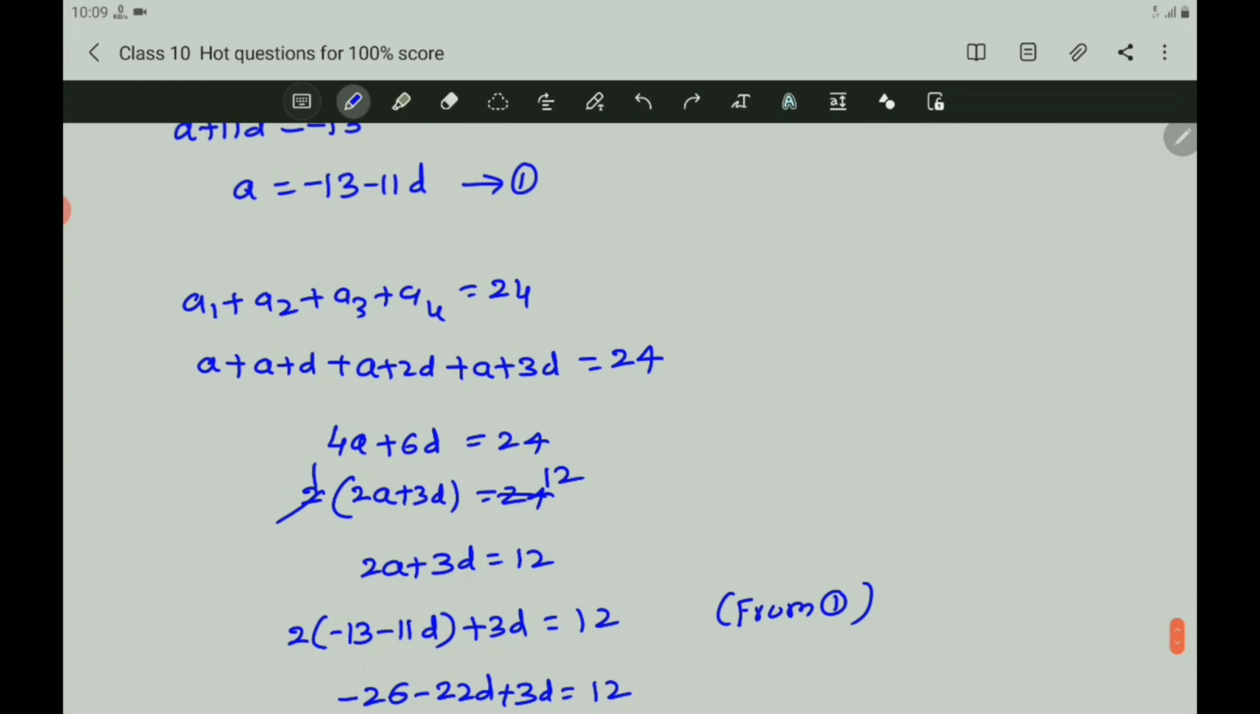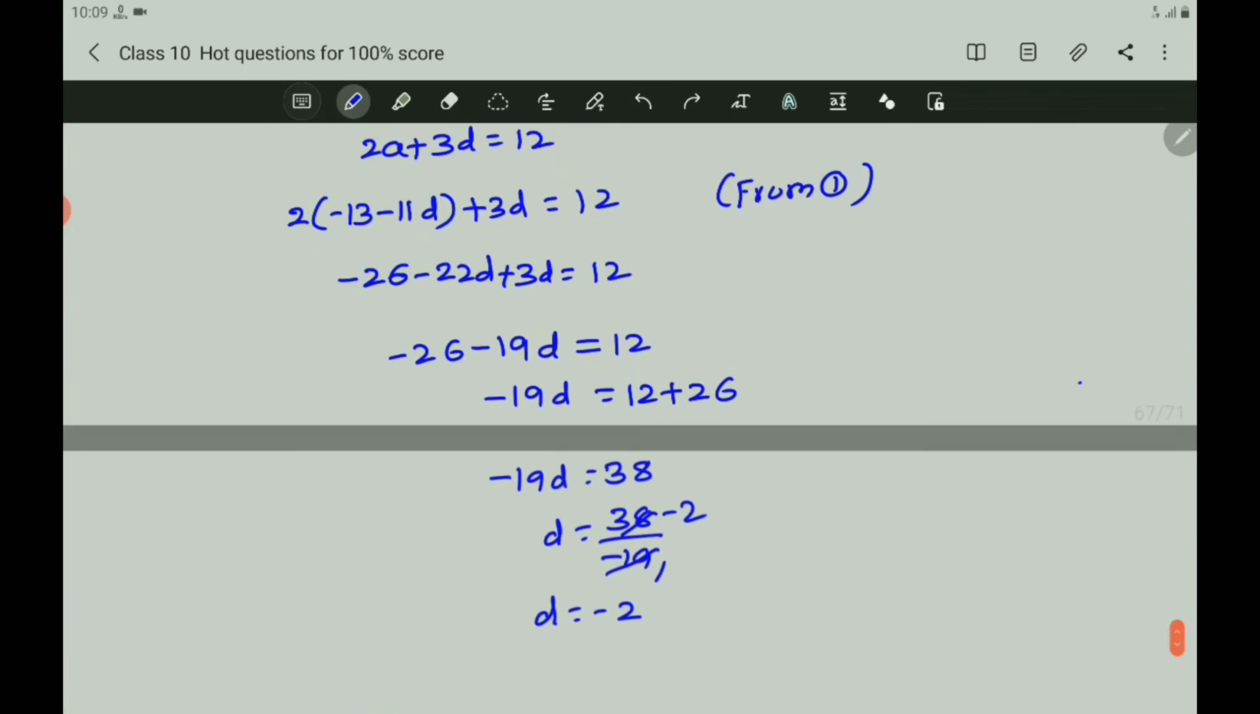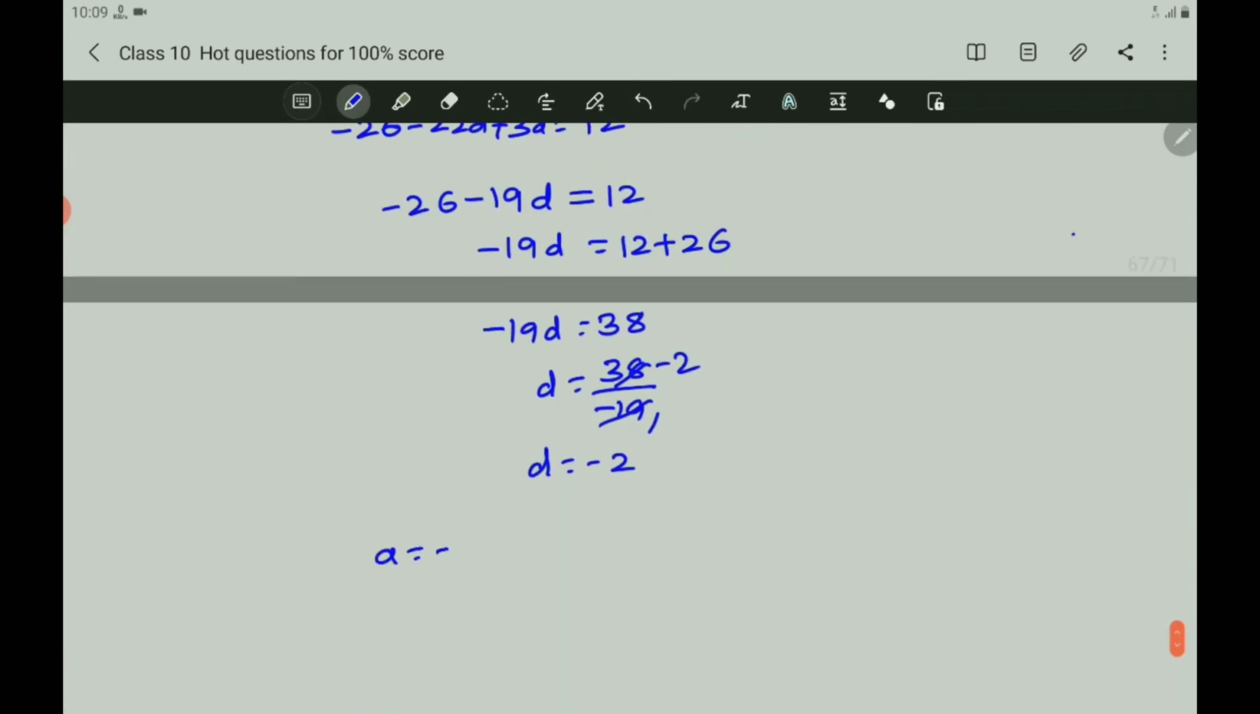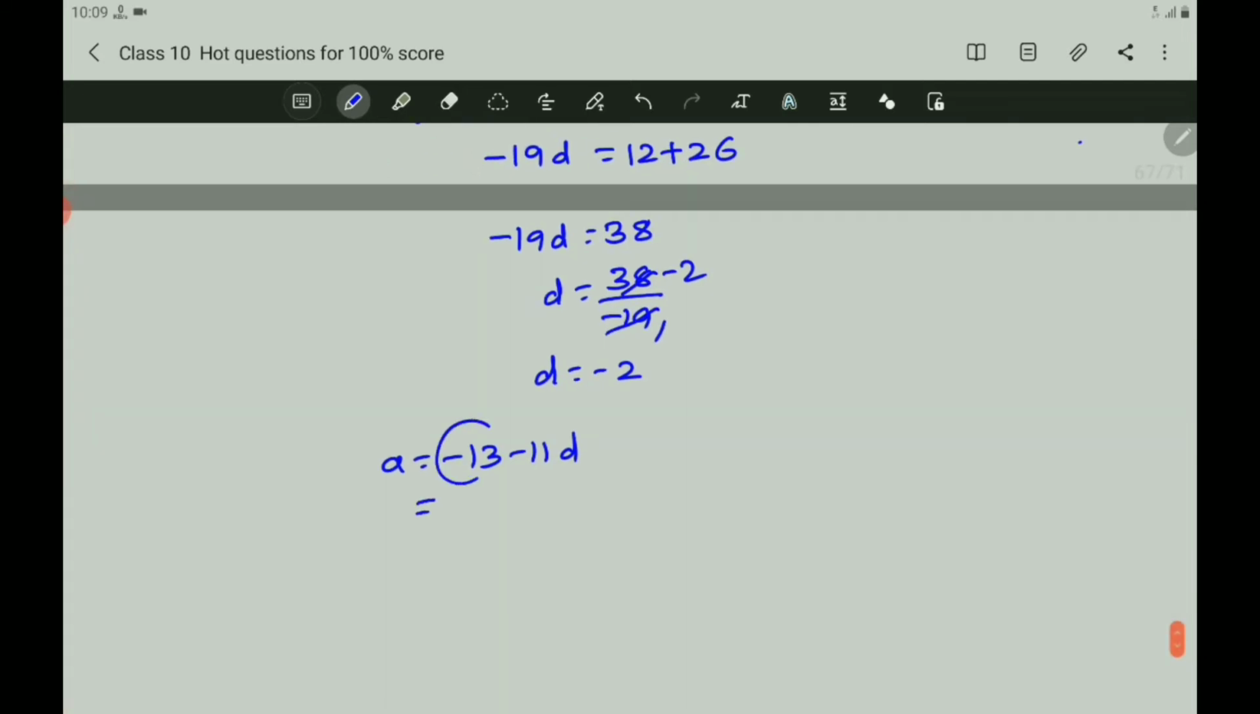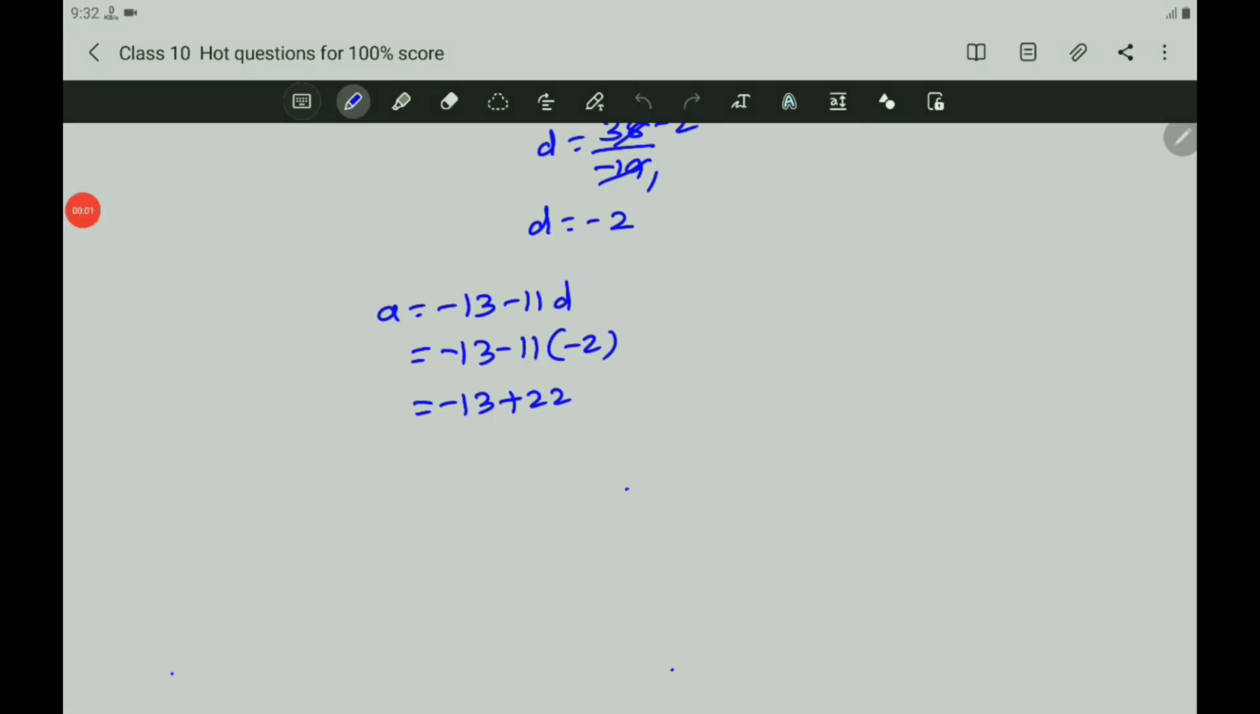Substitute this value in the first relation, a equals minus 13 minus 11d. Then you write a equals minus 13 minus 11d, that equals minus 13, you write minus 13 only, minus 11 into minus 2. So it is minus 13, minus into minus is plus, plus 22. Then a equals 22 minus 13, that is 9. So you write a equals 9.